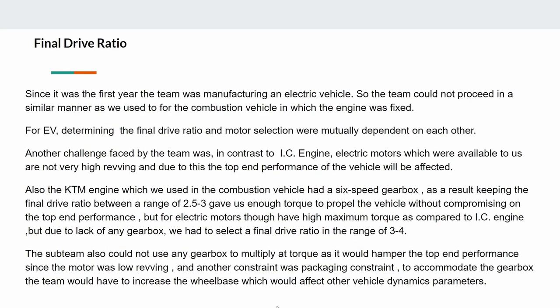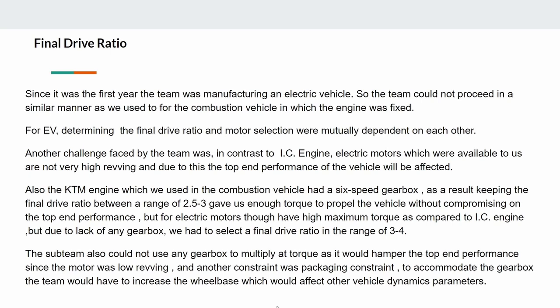As we embarked on our journey to manufacture our first electric car, we faced unique challenges that set it apart from our work on combustion vehicles. For our combustion vehicle, the 6-speed gearbox allowed us to maintain a final drive ratio between 2.5 to 3, balancing the torque and top end speed effectively. However, with electric motors offering high maximum torque but lacking a gearbox, we had to opt for a final drive ratio between 3 and 4. The adjustments were crucial for achieving the necessary torque without compromising performance.